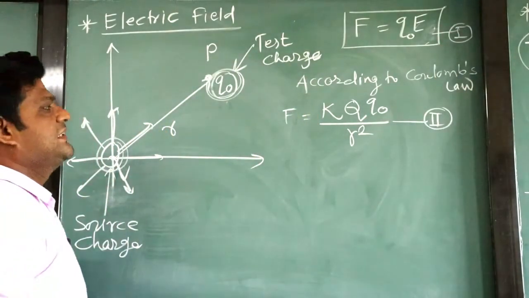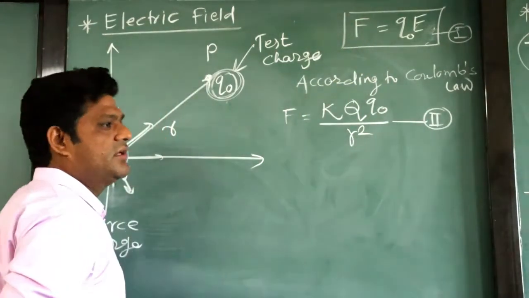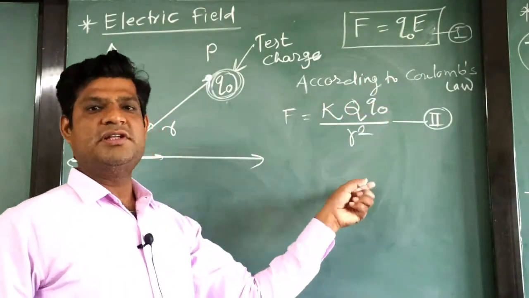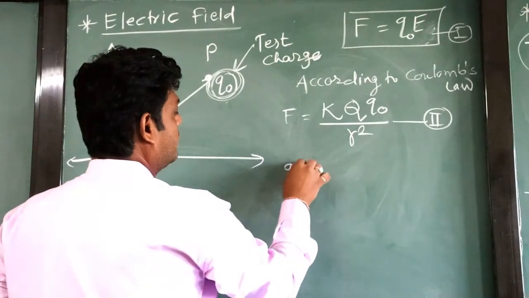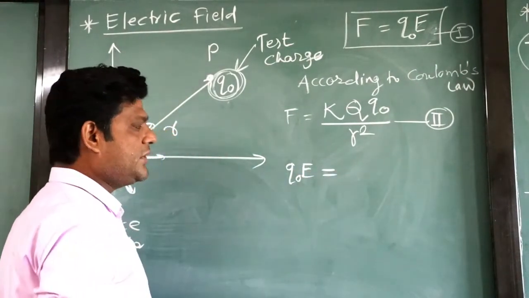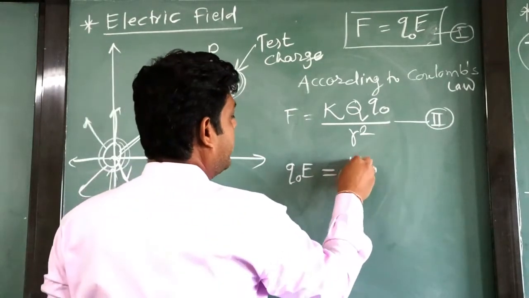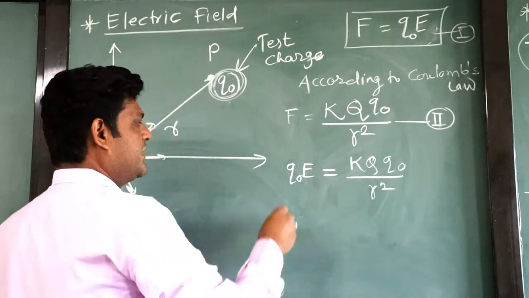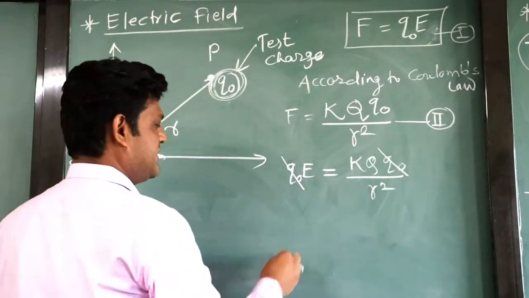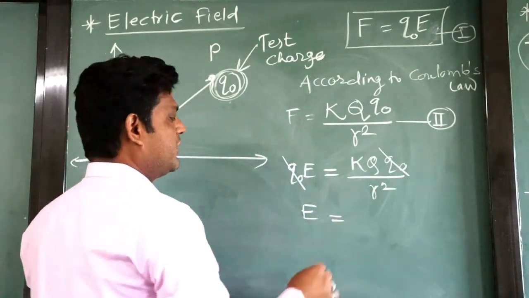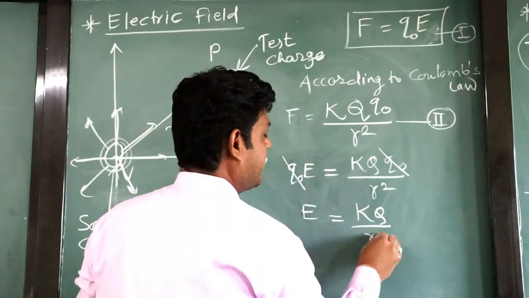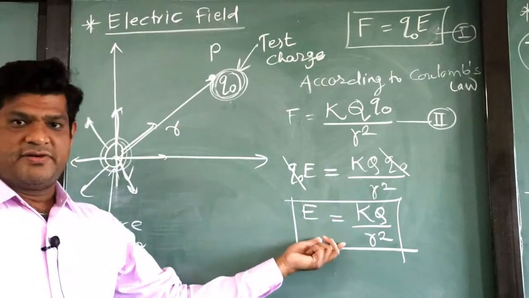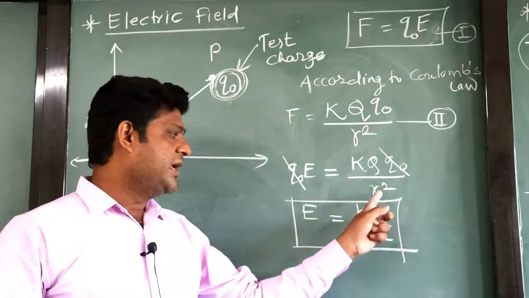From 1 and 2, what we can say is that the left hand side of equations 1 and 2 is the same. So that's why we can write this equation equal to this equation. Means Q0 E equal to K Q0 divided by this R square. Here this Q0 gets cancelled. So what is E? E equal to K Q divided by R square. This is the mathematical statement of electric field. Electric field E equal to KQ by R square.